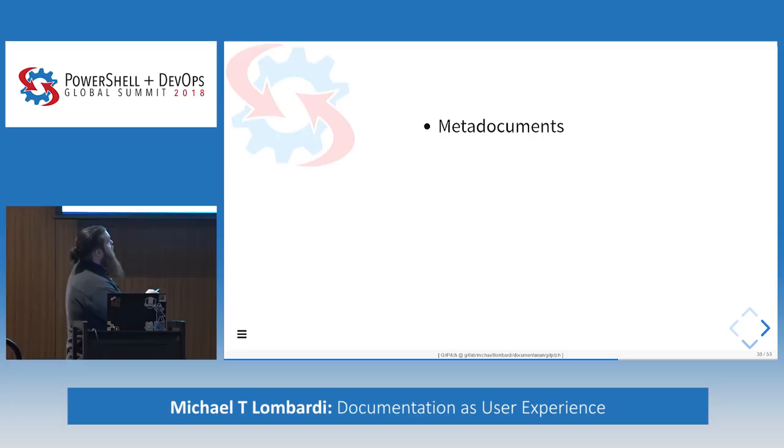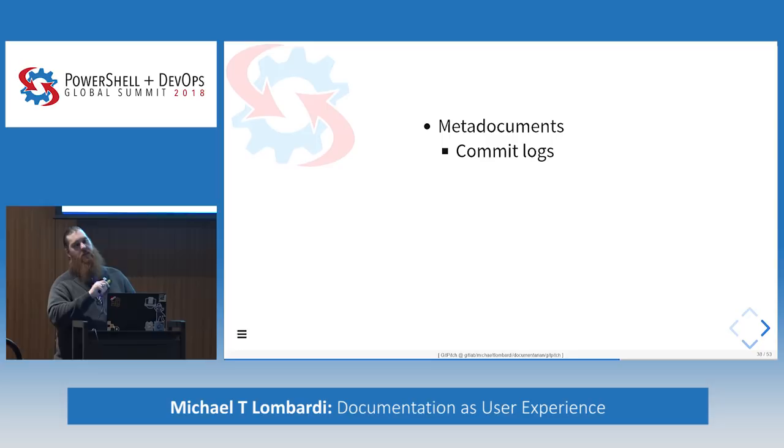Metadocuments. What are metadocuments? Commit logs. Every time you make a change in source control and you forward it around, you have a commit log. It tells you exactly what changed and when. That's where we got that diff information. That's where we got that history information. It tells you who did it, why, when, and exactly what that change was. That stuff is documentation of your design decisions, the patterns you followed, what was important at that point in time.